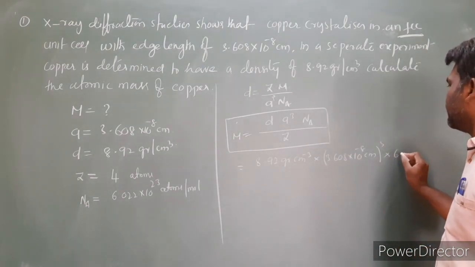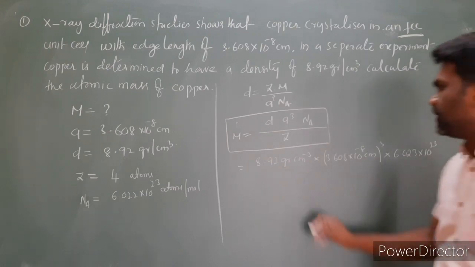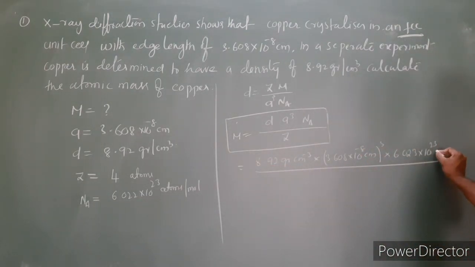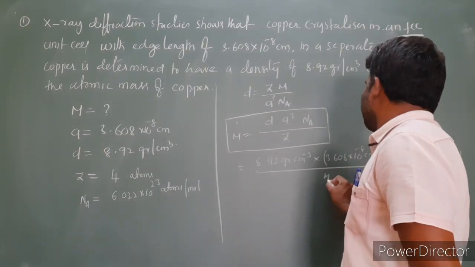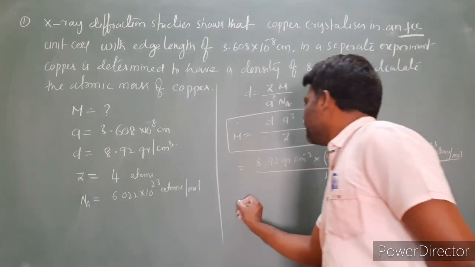This is 6.022 into 10 raised to 23 by, this is atoms per mole. Next, Z is equal to how much? 4 atoms. Next, we have to simplify it.